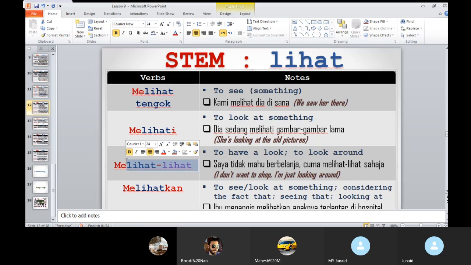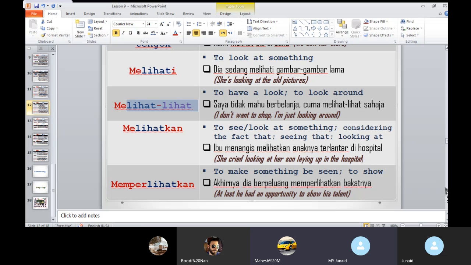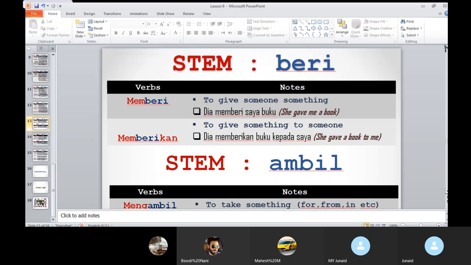Okay, is it clear? Yeah, cikgu. Okay. I wanna teach you this. It's quite complicated. Doesn't matter. Okay, let's move on. We have the word beri and ambil. Beri means to give, ambil to take.